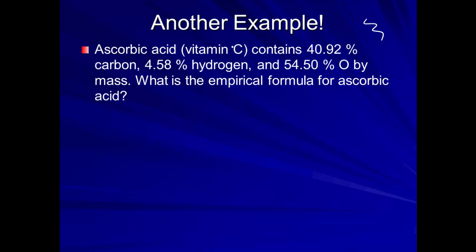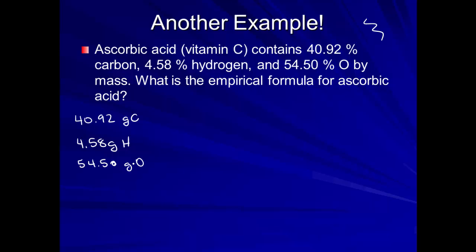All right, so ascorbic acid, which is vitamin C, it's the kind of sour taste in citrus fruits, is 40.92% carbon, 4.58% hydrogen, and 54.5% oxygen. We want to know the empirical formula of ascorbic acid. Okay, so this one's actually just going back to empirical formulas. It's not one of these with the extra step for molecular, but it's still good practice. So we do 40.92 grams of carbon, 4.58 grams of hydrogen, and 54.50 grams of oxygen.